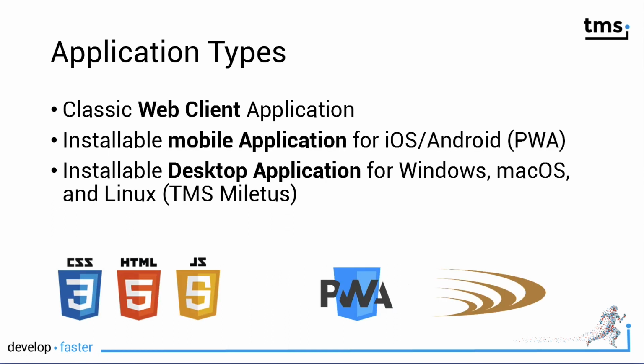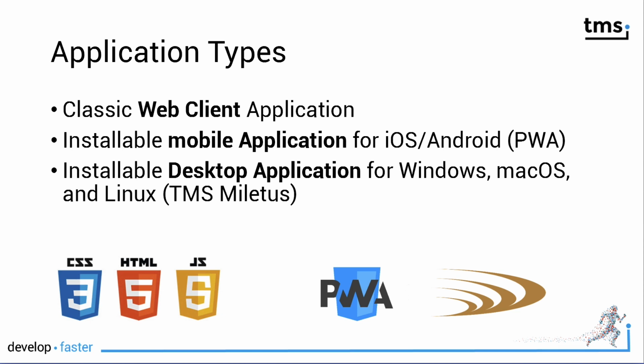It is important to point out, though, that with TMS Web Core, you can build three application types. There's more templates that give you even more choice, but these are the basic three application types. First, the classic web client application. Second, the installable mobile application, or formerly called progressive web application, that can even be used offline and is very tough to distinguish on mobile devices from native applications. So that is a good choice if mobile is one of your major focuses developing the application. So PWAs might be something to look forward to.